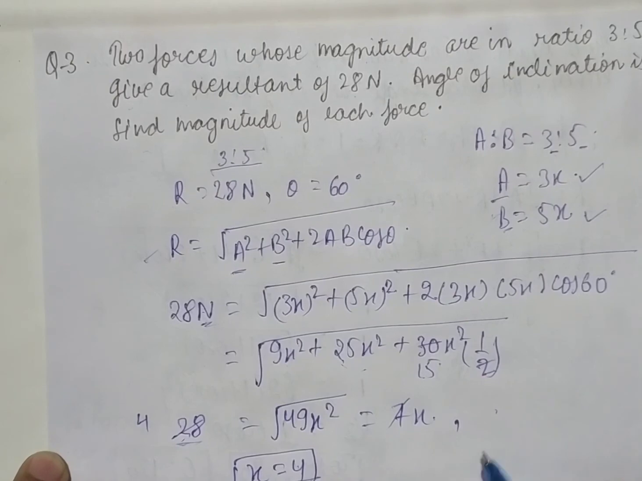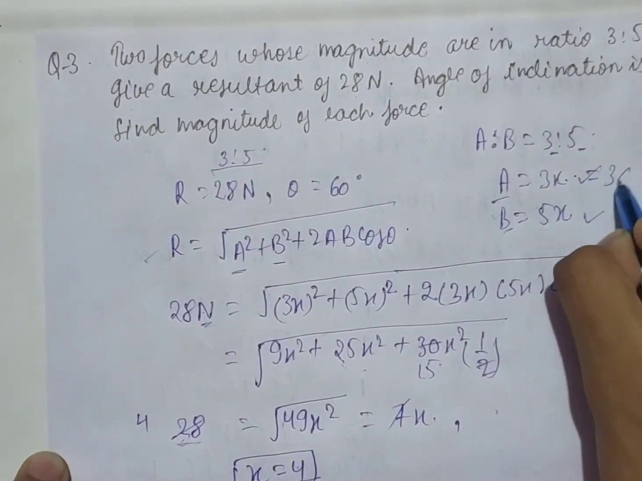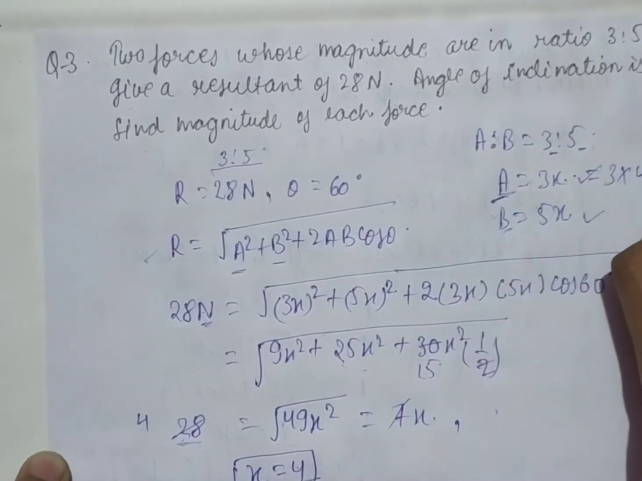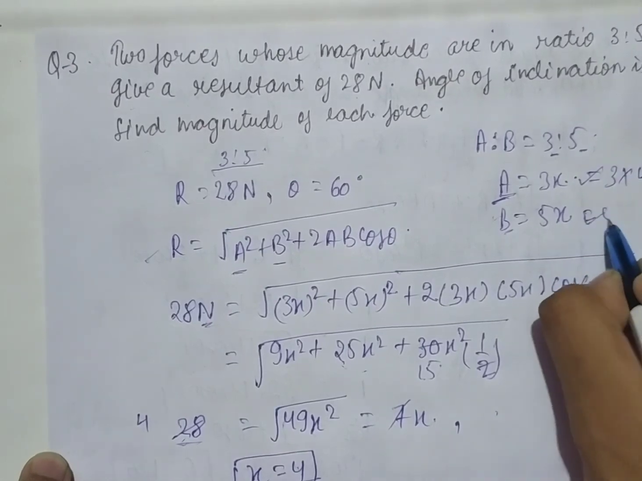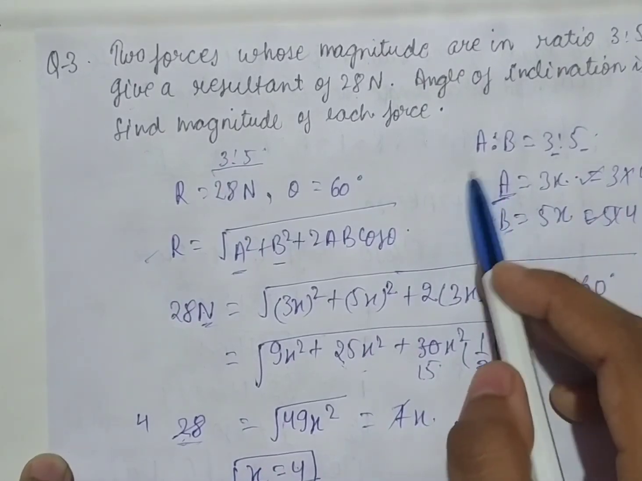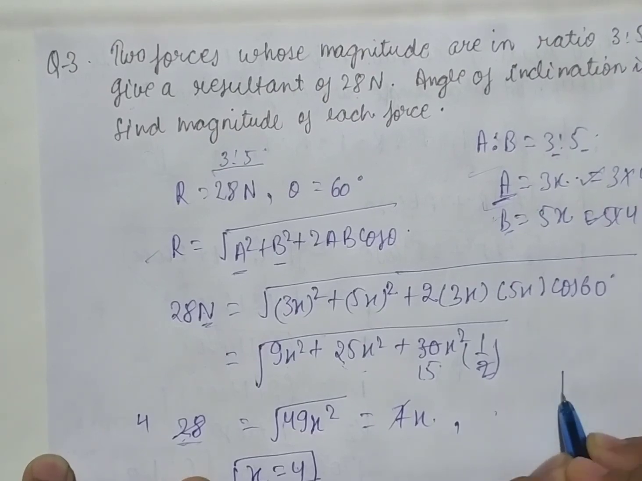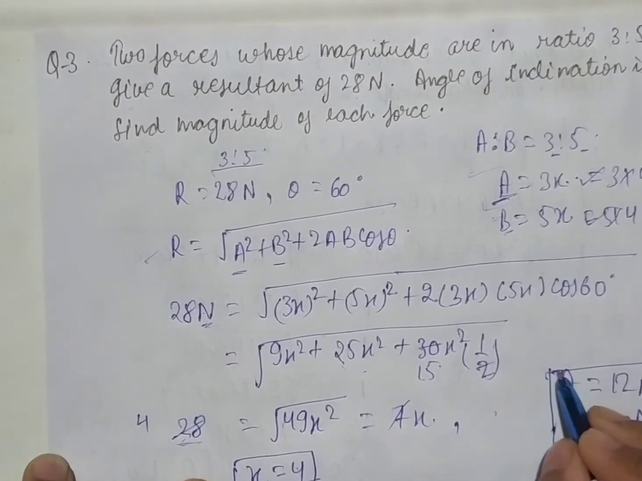We have to find the values of a and b. A is 3x, so let us multiply 3 into 4. The value of vector a is 12 Newton and vector b is 5 into 4, that is 20 Newton. So now the values of vectors a and b we have found, which is what we had to find. The value of a has come out to be 12 Newton and the value of b is 20 Newton. Understood? These are the two vectors.